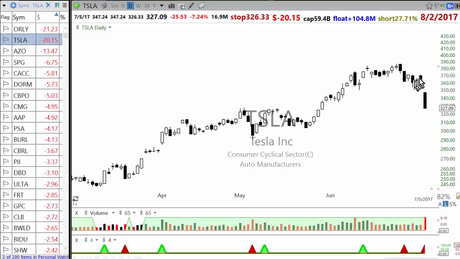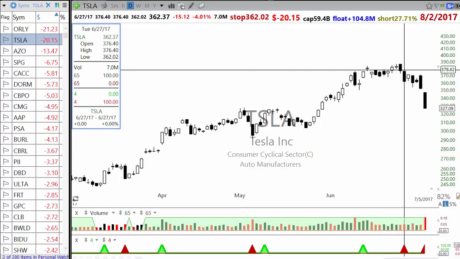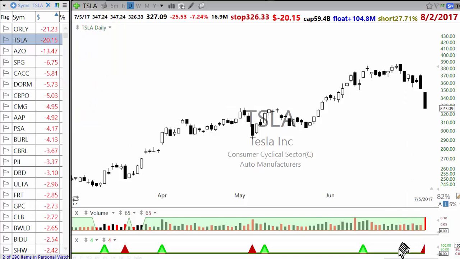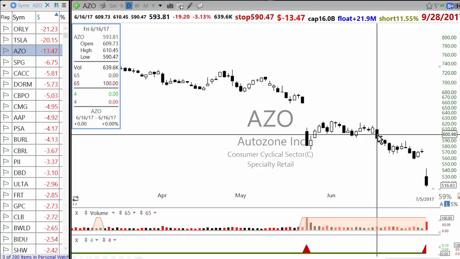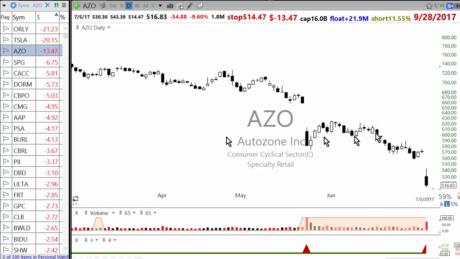This is just a continuation of the selling which started from this particular day, or a breakdown which happened, which was also a 4% breakdown. You'll see that the stock had a 4% breakdown, and then it had a follow through for the next couple of days. AutoZone similarly has been down for some time. This was a good break setup here as a short probably.